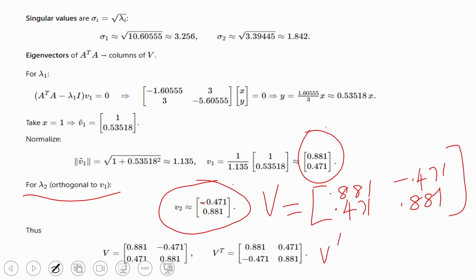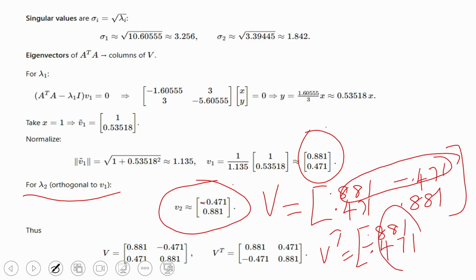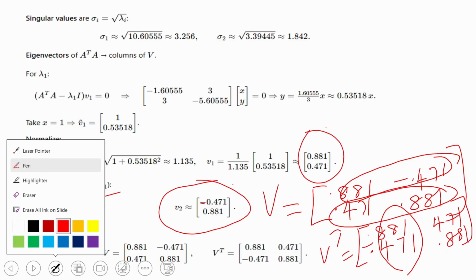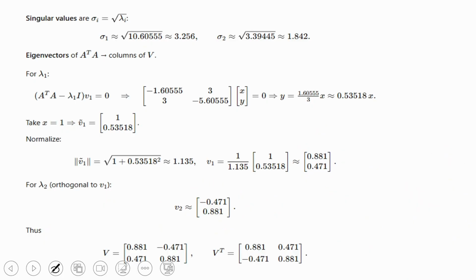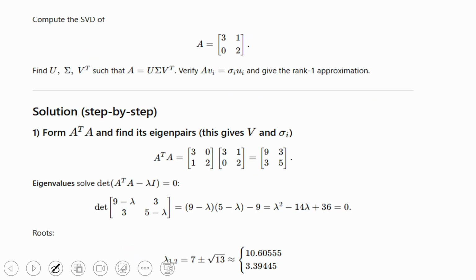So V transpose is equal to 0.881, 0.471, that is minus 0.471. The first row becomes the first column and the second row becomes the second column, that is 0.471, 0.881. So we got V vector and V transpose.